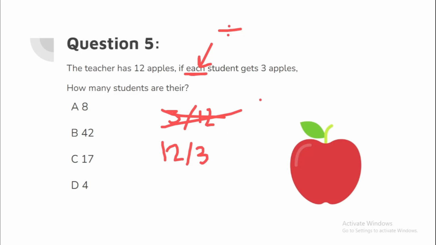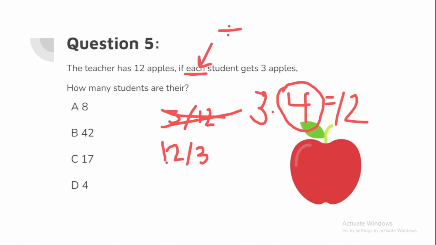Another way to do division is like 3 times what equals 12. Now we can count our fingers using the 3 multiplication table. 3, 6, 9, 12. If you count correctly, you should have 4 fingers up. So the answer has to be 4. And if you do this correctly, 12 divided by 3 is 4. Boom.